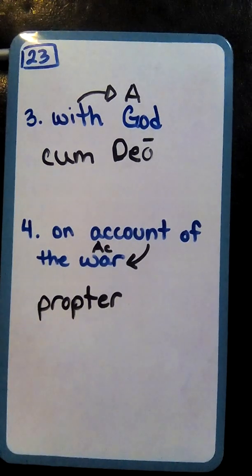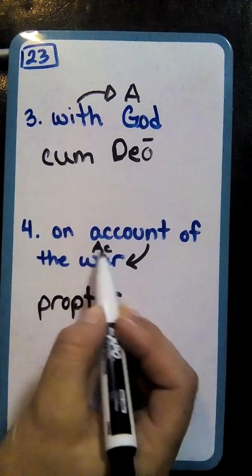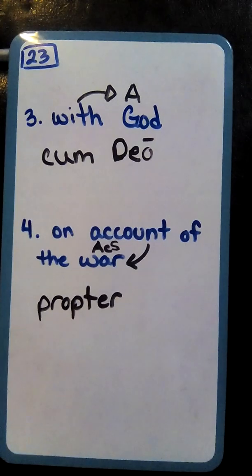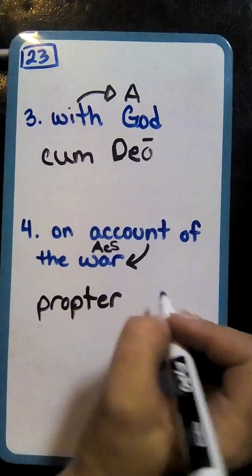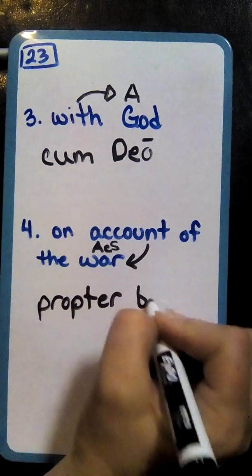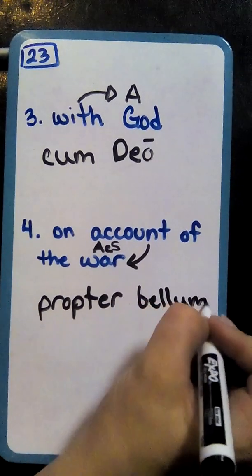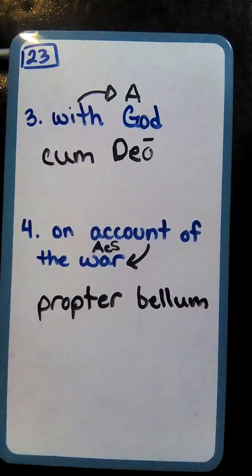So now we have to remember the word war. The word war was bellum, belli. So that puts it in the second declension neuter. And let's look for the accusative singular because the war is singular. So the accusative singular in the second declension neuter is um. So we're going to write our stem bell, and we're going to add our ending um. So we have propter bellum.